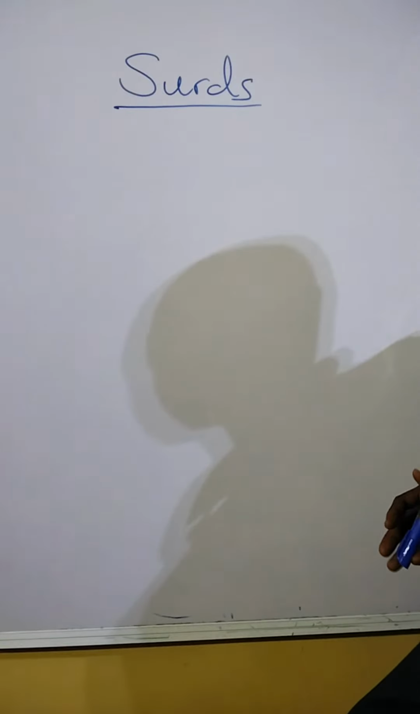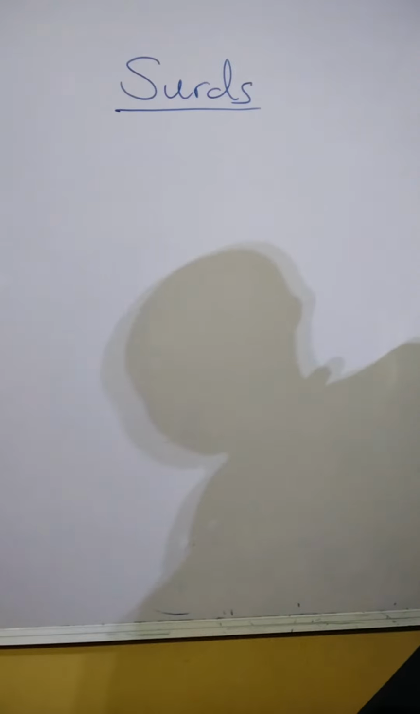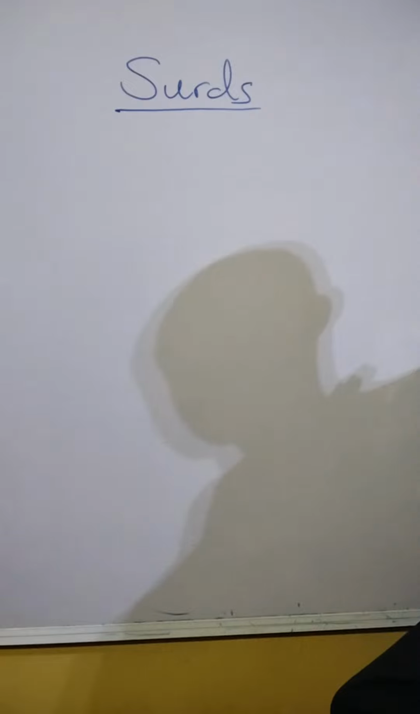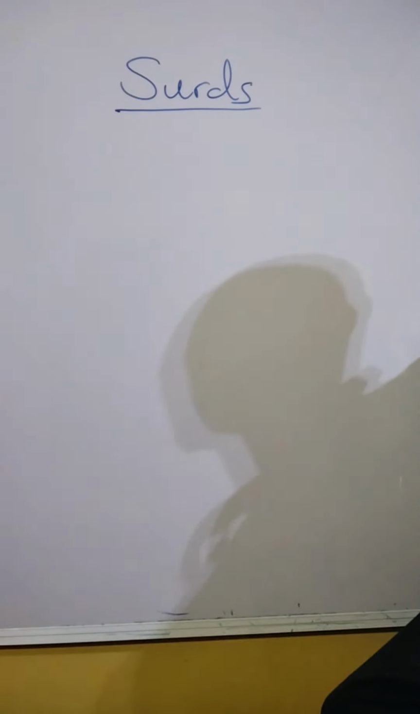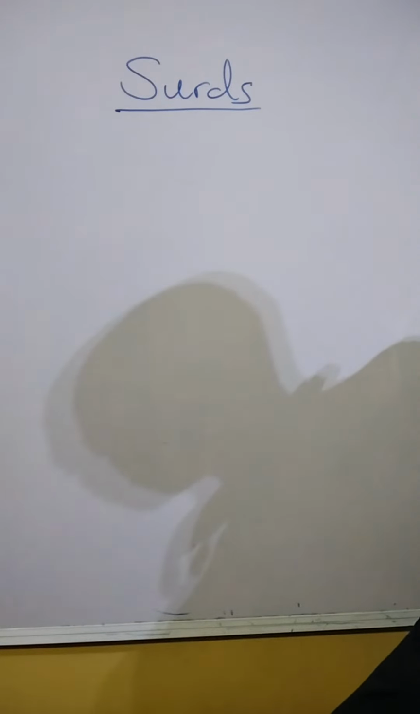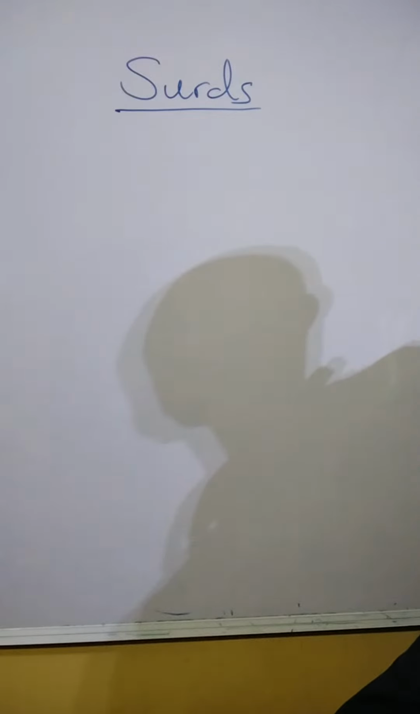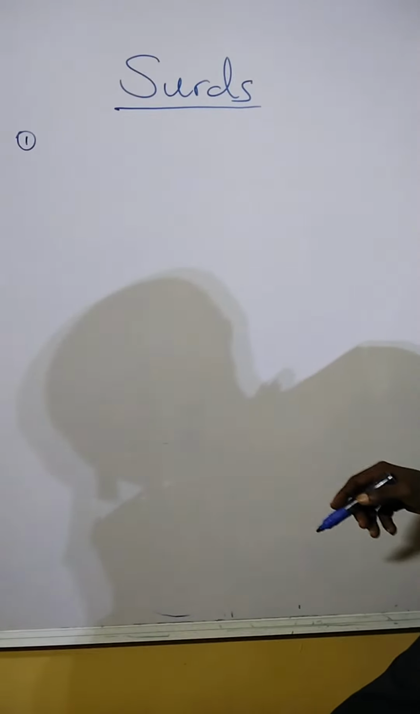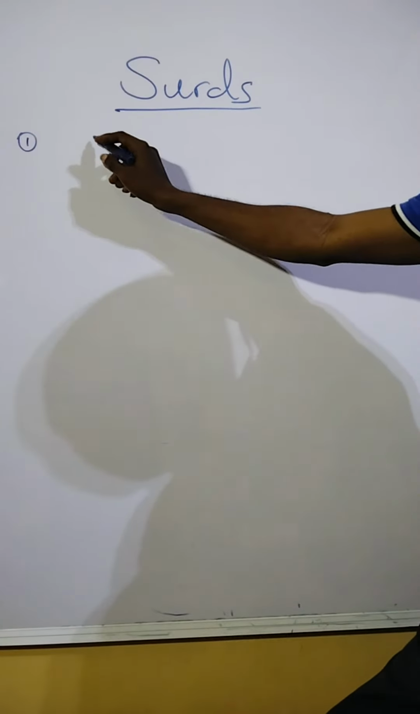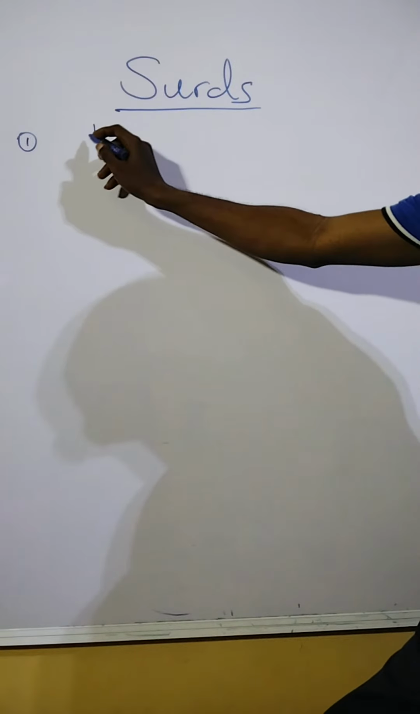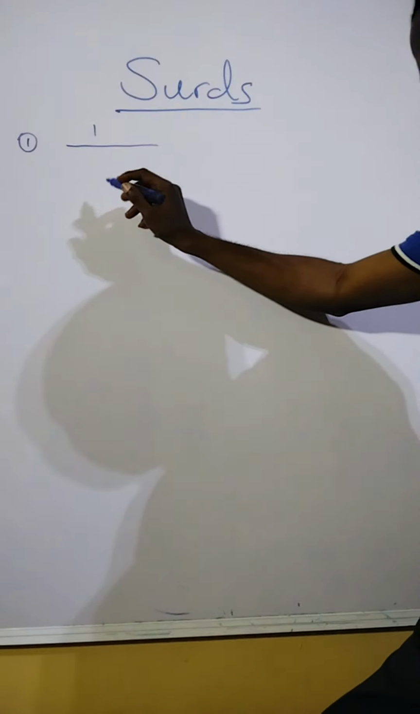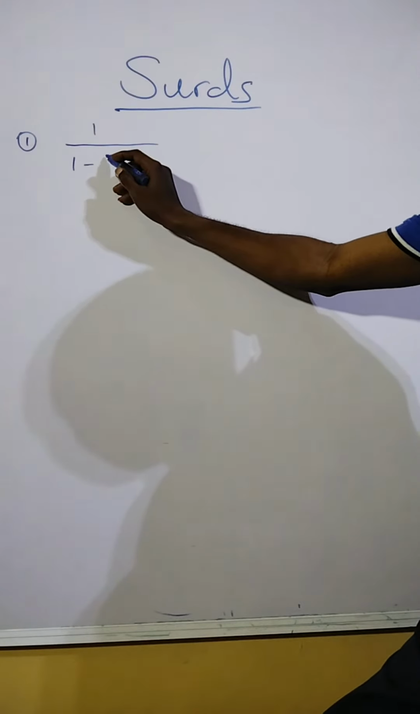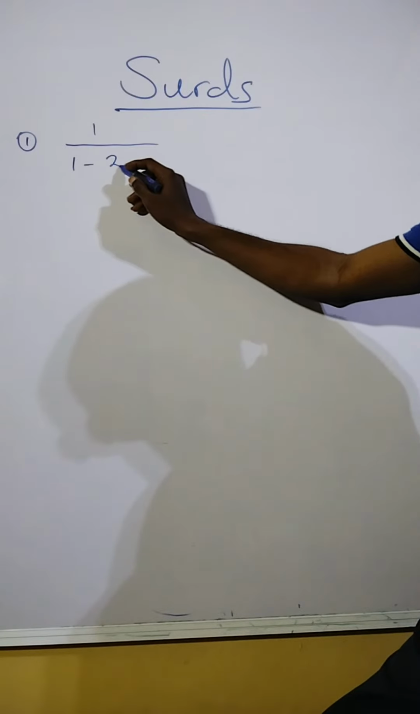In this live class, we want to look at this topic on surds, and we'll be solving some on the rationalization of surds. So let's look at number one from here. We have 1 divided by 1 minus 2 root 3.